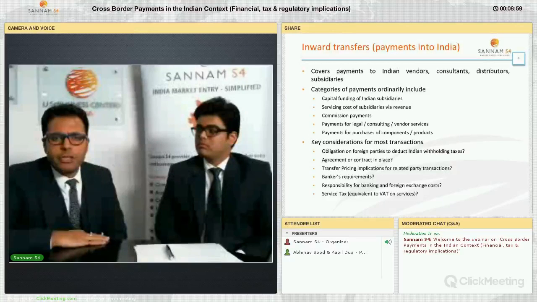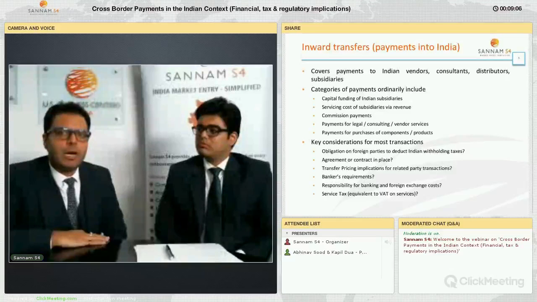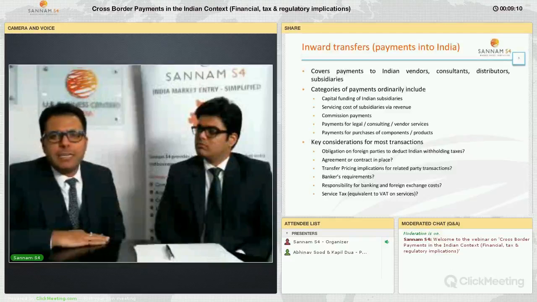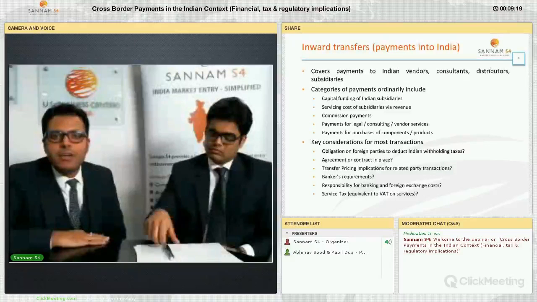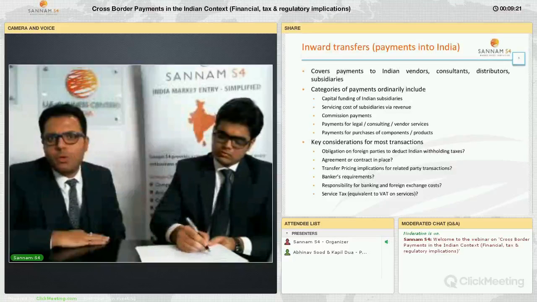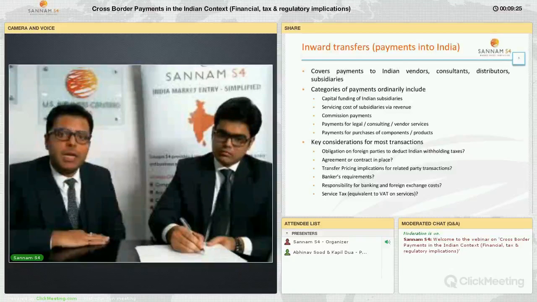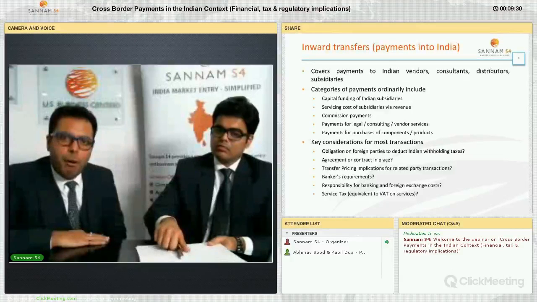Responsibilities for banking and foreign exchange cost are again a very important thing to remember: who will bear the foreign exchange cost. For a number of years, we have faced a challenge when the foreign holding company transfers funds into India, which they are supposed to transfer, say 100,000 Indian rupees, almost £1,000 or $1,800, towards the share capital of the Indian company. It is very important that the money should land in India in that form.